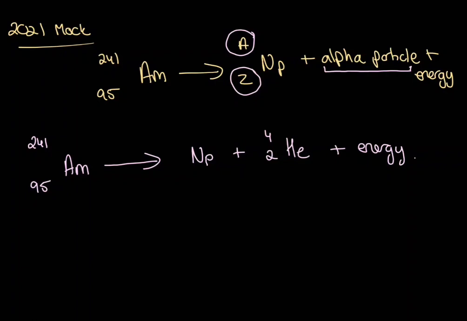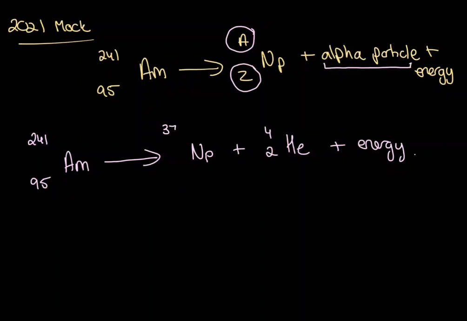So 241 on top is going to be 237, because 237 plus 4 is 241. And then the 95, well, that's going to be 93, because 93 take away 2 is 95. Okay, so the only extra part there was having to know that the alpha particle looks like this. Okay, that should be okay for you now with radioactivity.